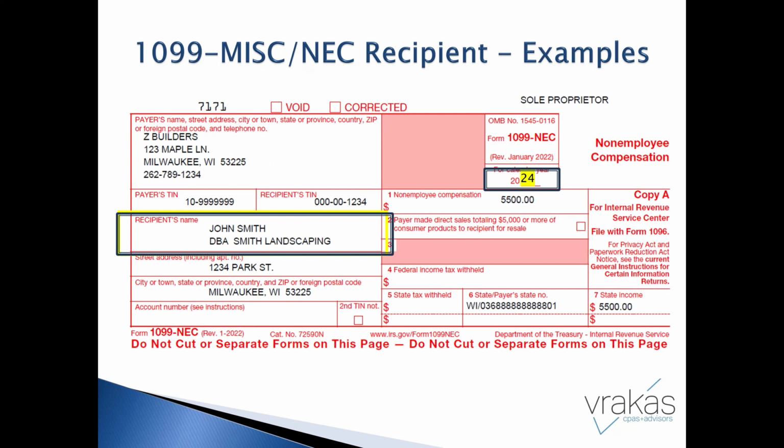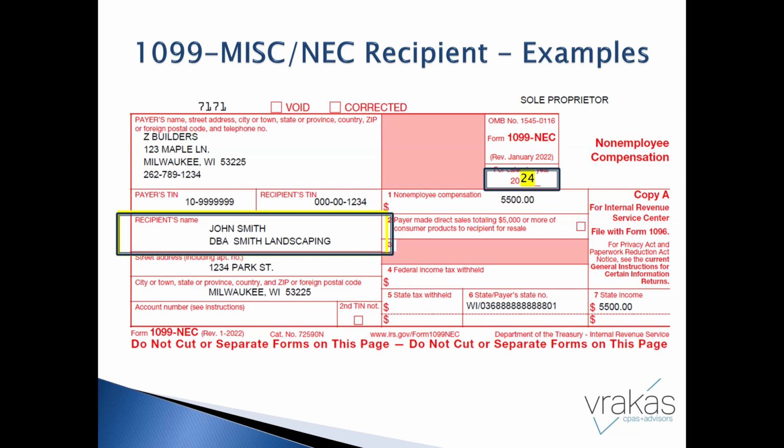And you would need a social security number if I'm a sole proprietor or an individual doing business. This example is Smith Landscaping, because the IRS is going to match the social security number to my tax return. Wisconsin is going to match the social security number to my tax return. That's where my income, my $5,500, is going to be reported, on my individual income tax return, not on a partnership or a corporation return.